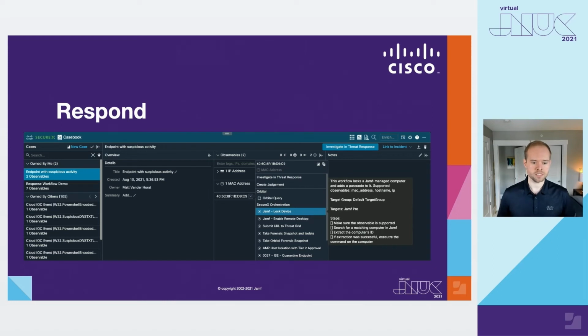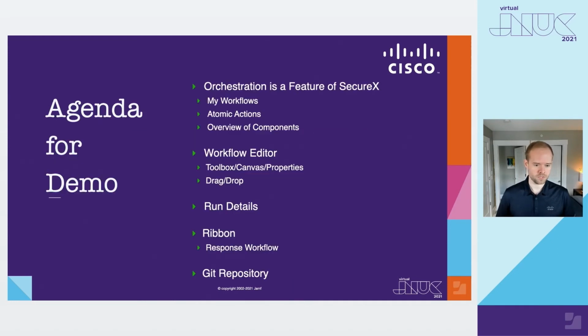So what I'll do now is jump into the agenda here. We're going to take a look at orchestration as a feature of SecureX. We're going to take a very quick look at the product so you can see what it looks like and what the look and feel of a workflow is. We'll take a look at the workflow editor. We'll do a little dragging and dropping, and I'll show you those components. We'll actually run a workflow from the ribbon and look at the run details, so you can get an example of what a response workflow looks like. And then I'll do a quick showing of the Git repository. It's a pretty useful resource where we publish things that you can import into your own environment.